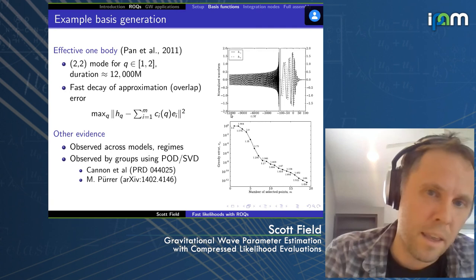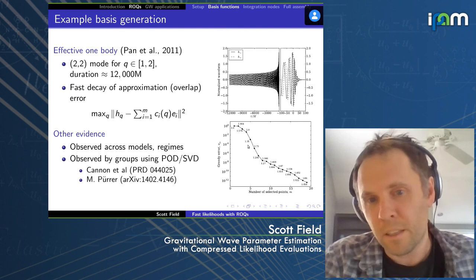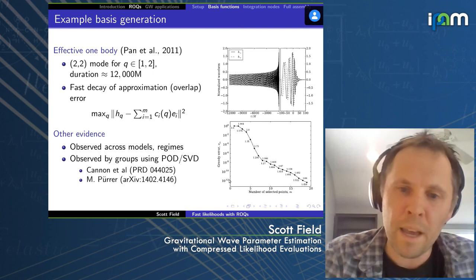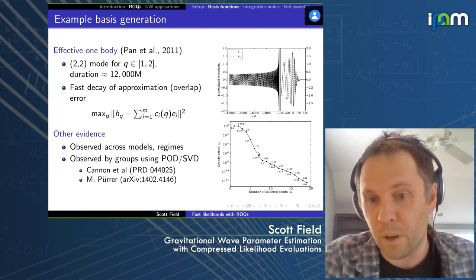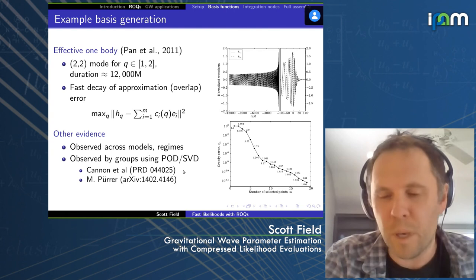As an example, if we had an effective one body waveform, just the 2-2 mode, over a small region of parameter space, and we ran this greedy algorithm on it, what would we get? The main thing is in this lower right-hand corner here, the number of points selected from the training set. So this is also the dimension of the approximation space. And on the y-axis, this is the greedy error. You can see this is semi-log y. So the errors are going down very quickly as you add more and more basis functions into your approximation space. This was done with the greedy algorithm, but similar trends can be observed with SVD and POD. They're all exploiting the same property of the model, which is to say that it's smooth.